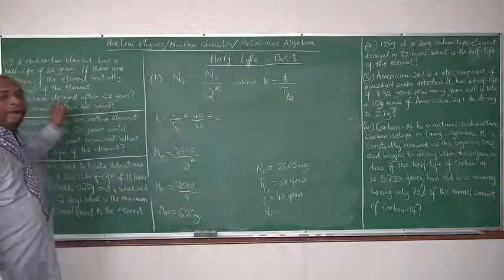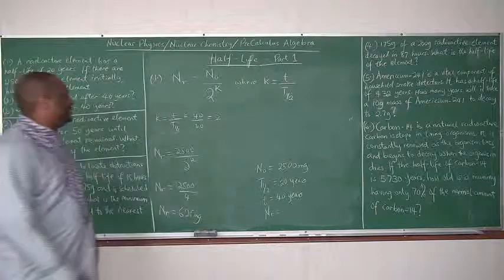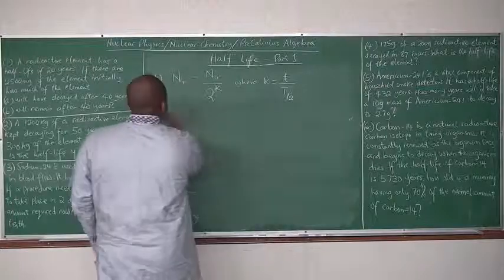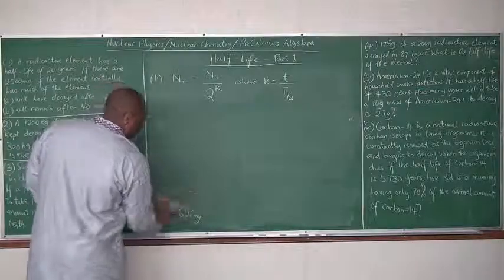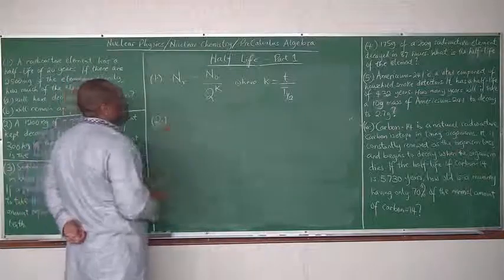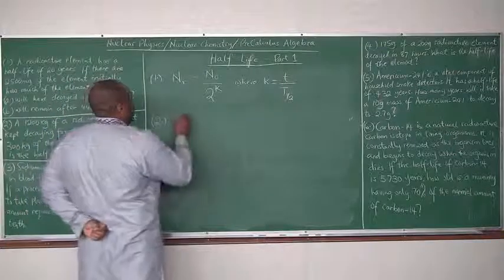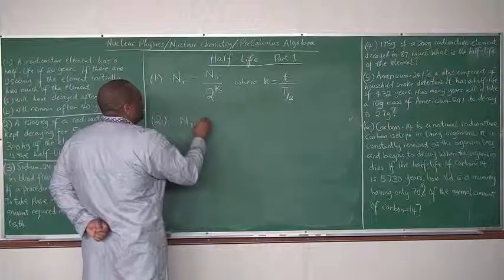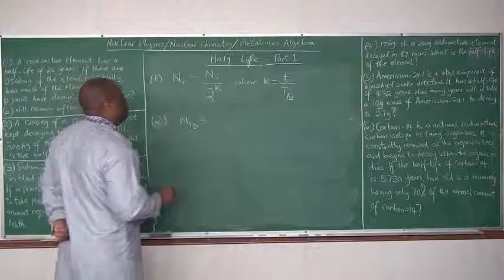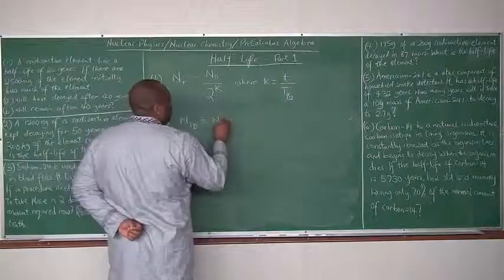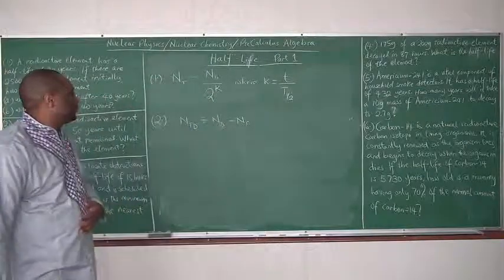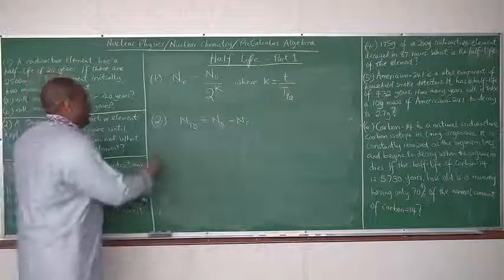Alright, now I'm going to give you another formula, the second formula, so that we can find how much will have decayed after 40 years. You can take down all these formulas I'm giving you. The second formula we have is that N subscript TD will be equal to N subscript O minus N subscript R.